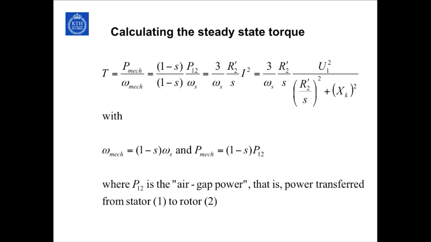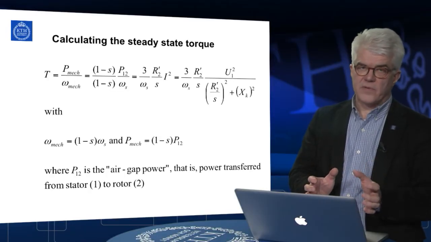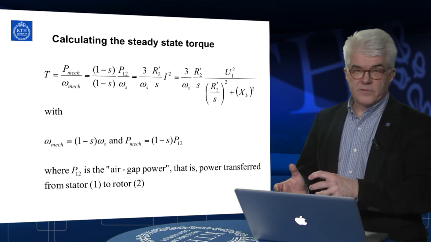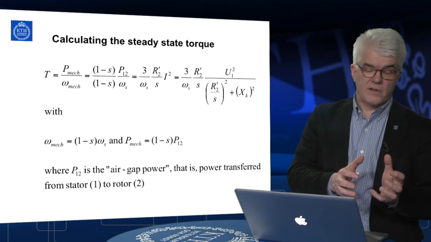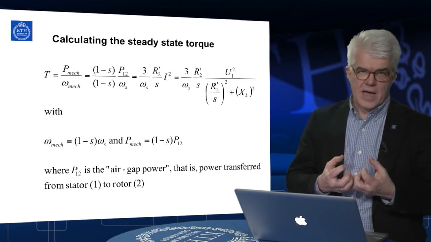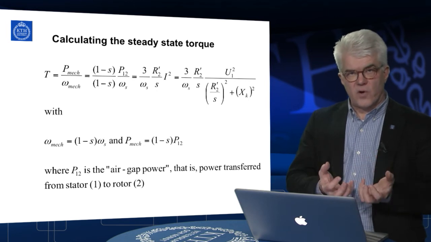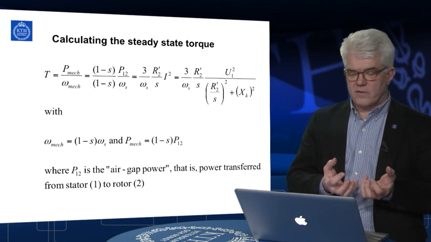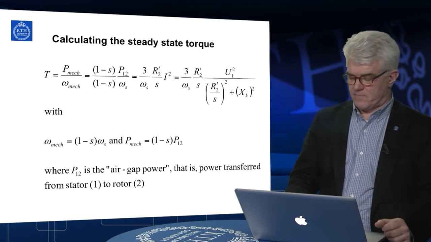S times the air gap power, that is S times P12, corresponds to the losses you have in the rotor circuit. So if you have, let's say, 5% of slip, it means that 5% of the power transferred into the rotor will be losses in the rotor circuit. And that is, of course, a reason behind the quite significant losses you have in the rotor of an induction motor, which is demanding for the drive and for the design of the drive.